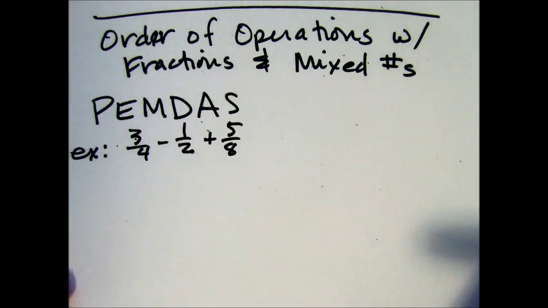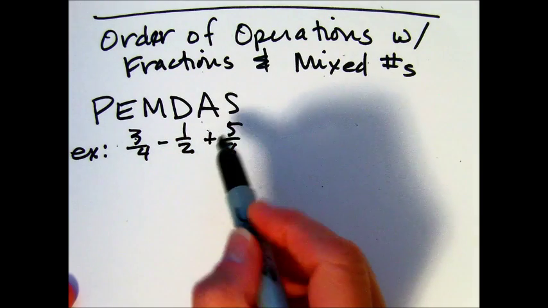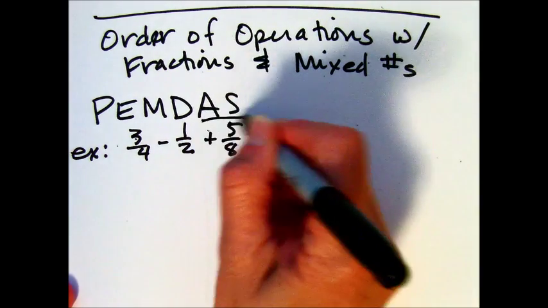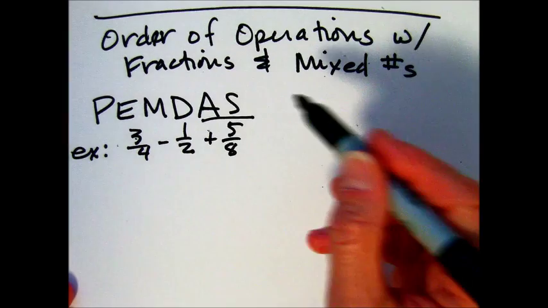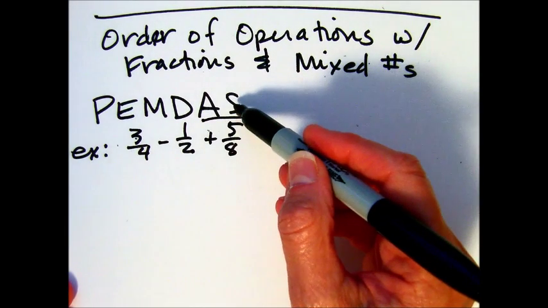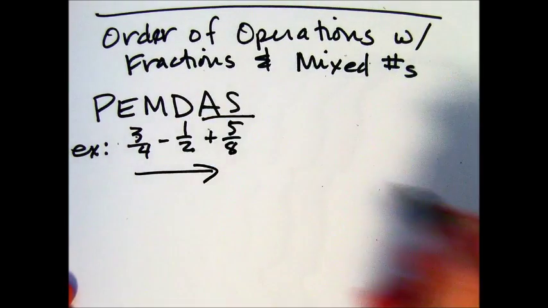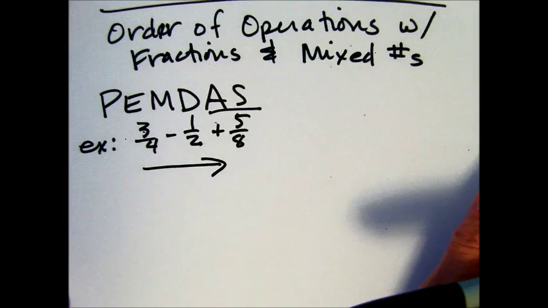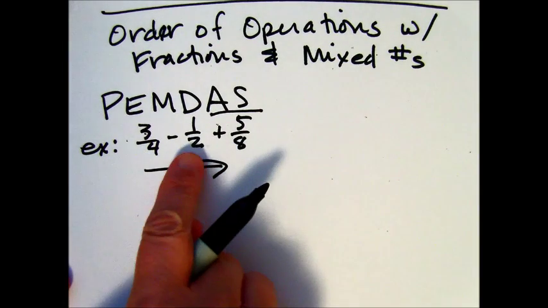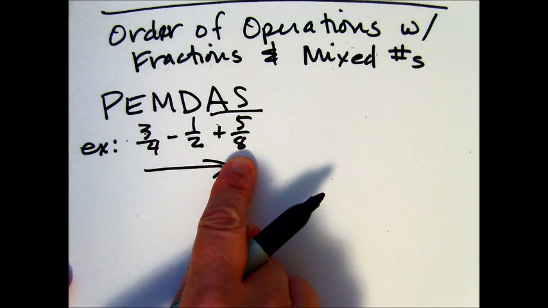Okay, I'm going to go ahead and solve this. Notice I have subtraction and addition. So add, subtract, and remember with the add, subtract, it doesn't matter that the A comes before the S. We're always just going to go left to right. So we're going to go in this direction, left to right. That means I'm going to subtract 1/2 from 3/4, and then I will add 5/8.